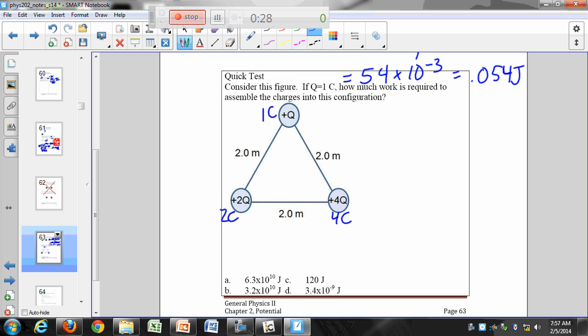Likely on Friday, if you see a question like this, it'll be a combination of potential and potential energy. Like I'll ask you, what is the potential at a certain point, and then what is the potential energy in this collection of charges?